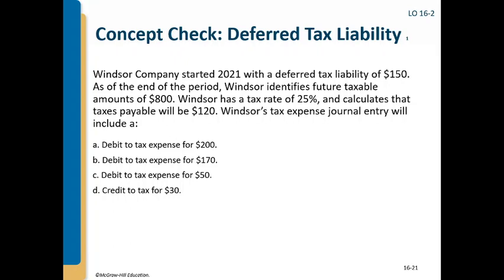All right, so here we have another one. Windsor started 2021 with a deferred tax liability of 150. At the end of the period, Windsor identifies future taxable amounts of 800. Windsor has a tax rate of 25% and calculates that taxes payable will be 120. Windsor's tax expense journal entry will include... all right, so let's look at this one.